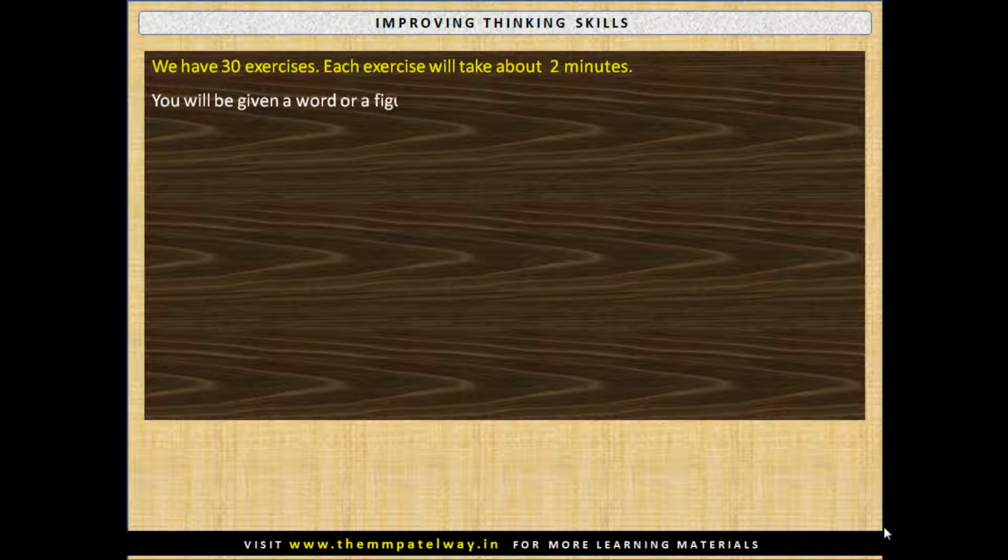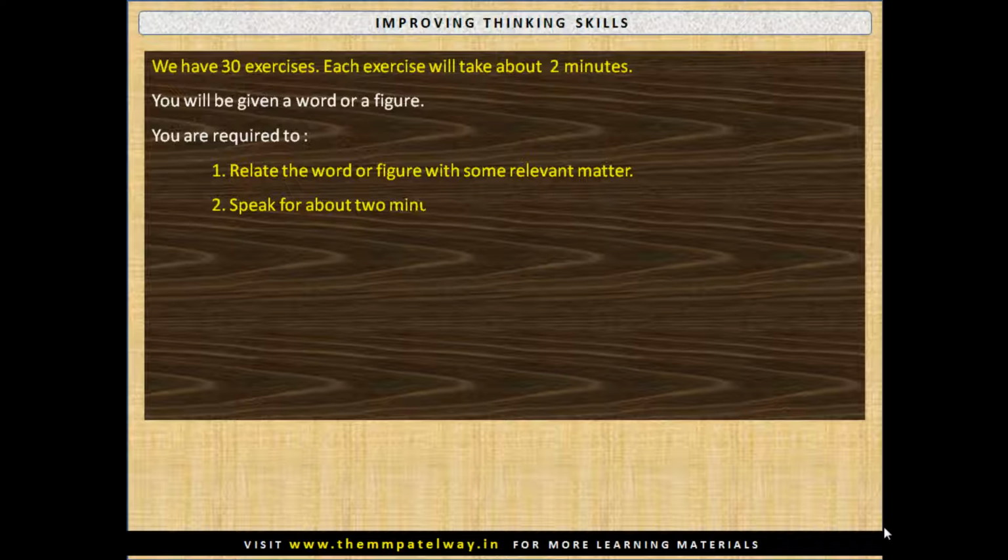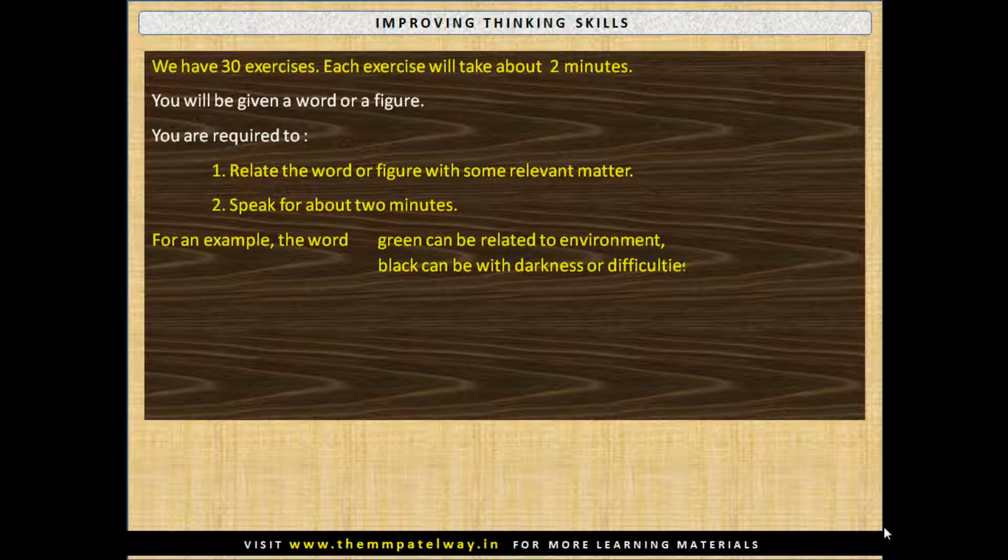You will be given a word or a figure. You are required to 1. Relate the word or figure with some relevant matter, and 2. Speak for about 2 minutes. For an example, the word green can be related to environment. Black can be with darkness or difficulties. Square with mental blocks, etc.